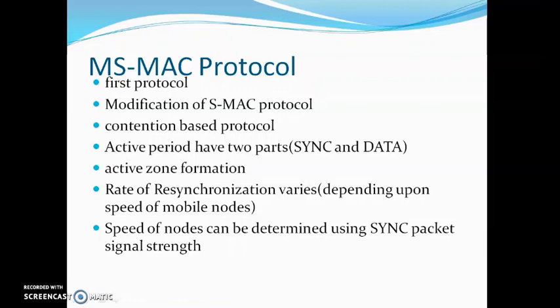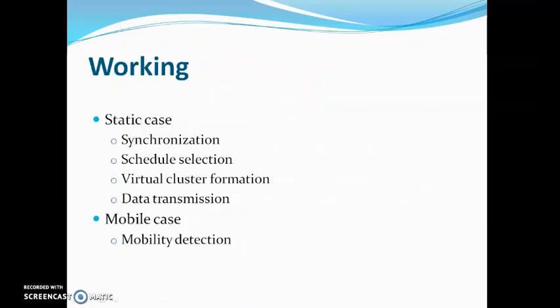For mobile network, it has an extra feature of active zone formation around the mobile nodes, which deals with the mobility in the network. But unlike SMAC protocol, the rate of resynchronization is variable in this case. The frequency at which the resynchronization takes place depends upon the speed of the mobile node. Using signal strength of the sync packet, one can determine the speed of the mobile node, and this information is shared among the other nodes using an extra field added in the sync packet which contains the speed of the node.